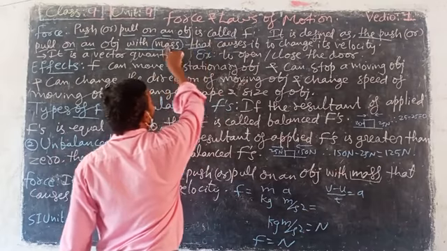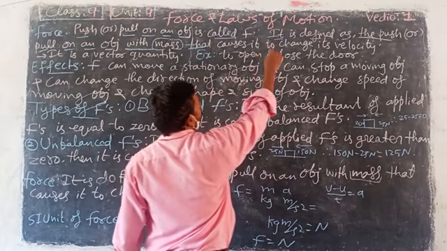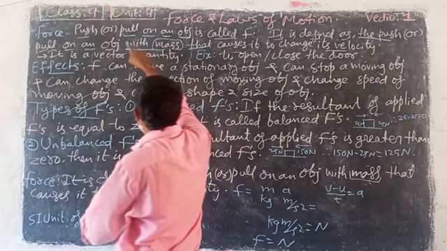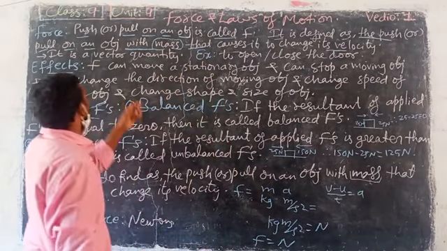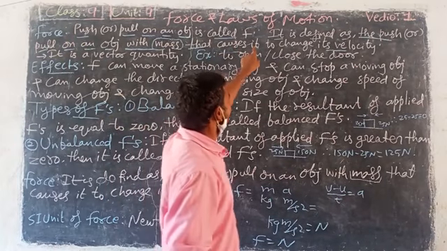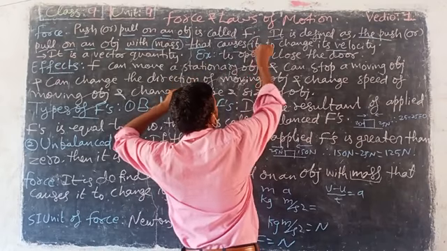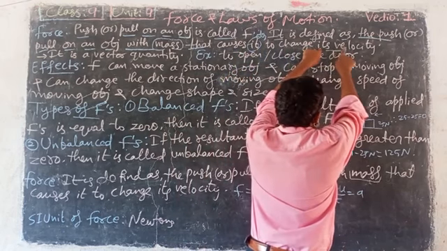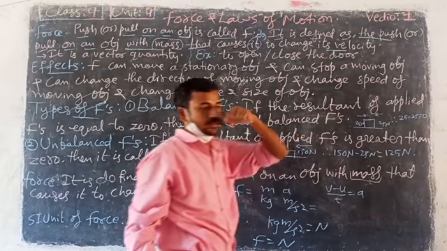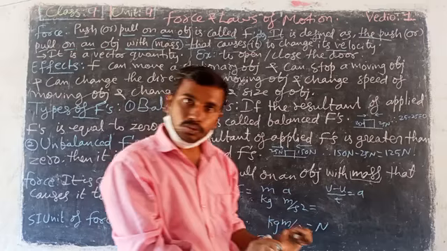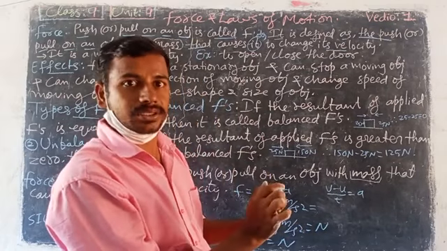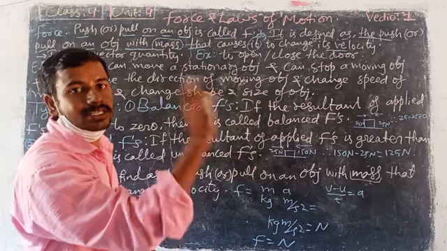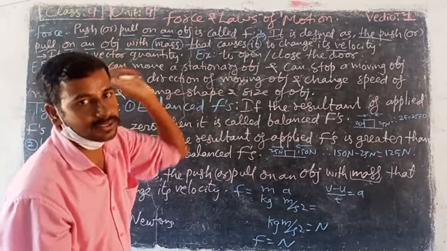That causes it to change its velocity. I mean, force causes, not mass, force causes it, whom it is nothing but the object. Force causes the object to change its velocity. When using force upon an object to push or pull, then that object can change its place. That is called change in velocity.